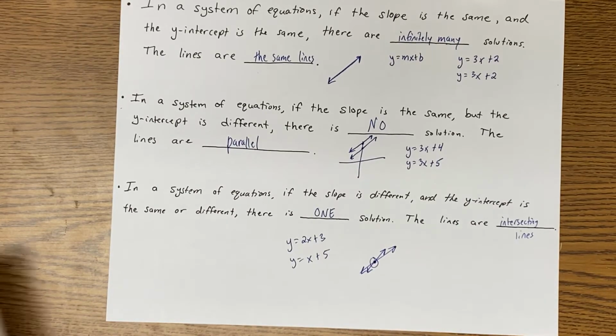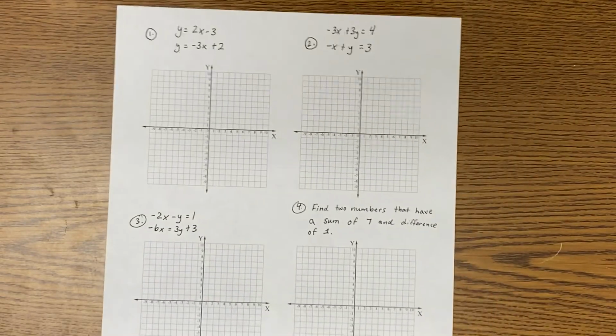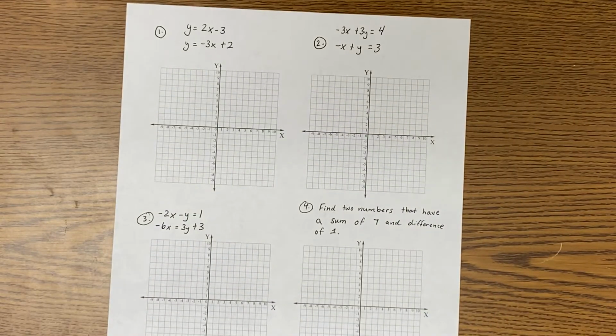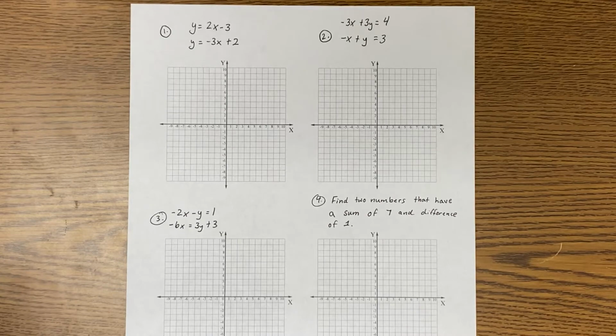So the last thing we're going to do with graphing is look at some examples, and actually graph a couple to see if we can figure out what the solution is for these systems. The first two we'll look at are y equals 2x minus 3 and y equals negative 3x plus 2. We'll graph them and see if we can tell what our solution is.